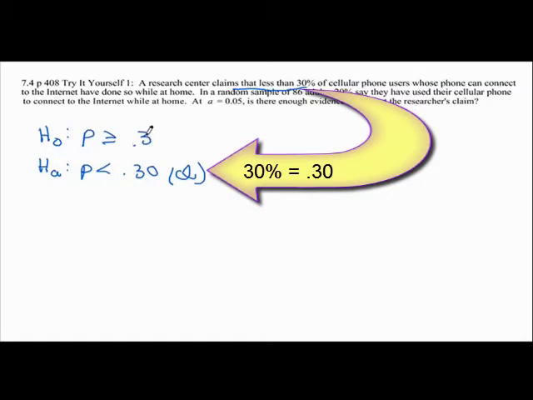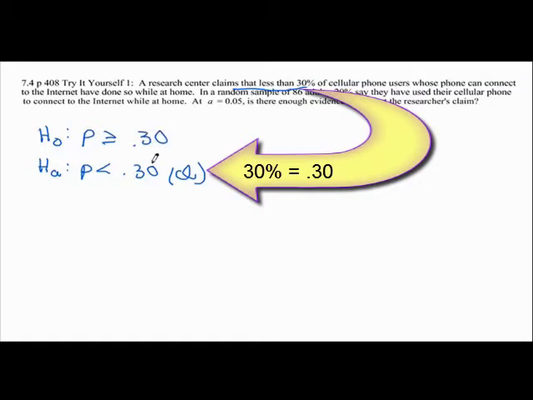So our claim here, we've got our null hypothesis and our alternate hypothesis. And these are going to be the p's now because they're percents. So we've got our 30% is the claim. It's less than 30%. Since it doesn't have equality, then that is going to be the alternate hypothesis. So our claim is going to be p is less than 0.30. So that means the null hypothesis is going to be p is greater than or equal to 0.30.